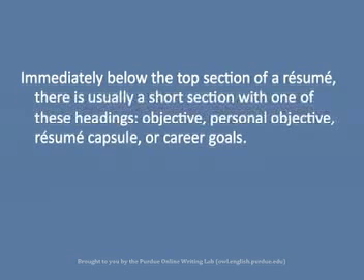Immediately below the top section of a resume, there is usually a short section with one of these headings: objective, personal objective, resume capsule, or career goals. Most often, the objective statement includes 1 to 3 lines of text summarizing the position you're applying for and/or your main qualifications. While some writers choose to use a complete sentence format, many objectives are simply stated in short phrases with minimal punctuation. Objective statements improve your resume by helping you emphasize your main qualifications and summarize them for readers, as well as inform your readers about the positions you are seeking and your career goals. They also help establish personal and professional identity.